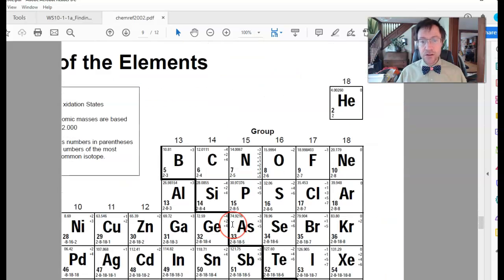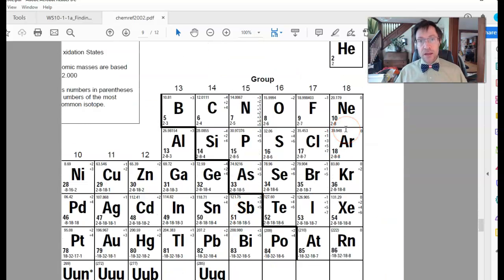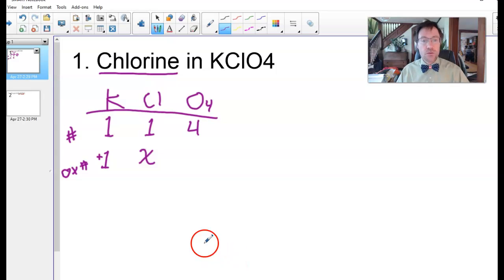Check this out, man. Look at chlorine. If chlorine is on the left, it's going to be positive. If it's on the right, it's going to be negative. But what if it's in the middle? We don't know, because dude, look at all these options: -1, +1, +3, +5, +7. Those are just some of the possible oxidation numbers for chlorine. So we really have no idea what it's going to be, which is why we got to do this mess right here to try to figure out what it is.